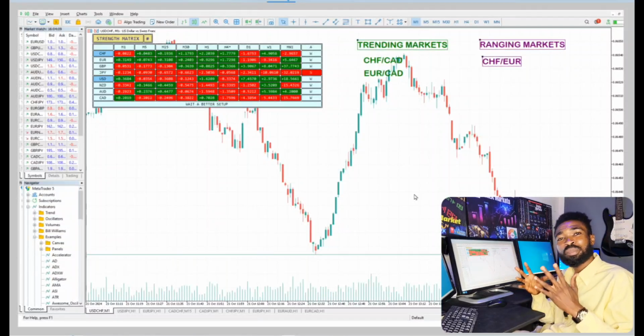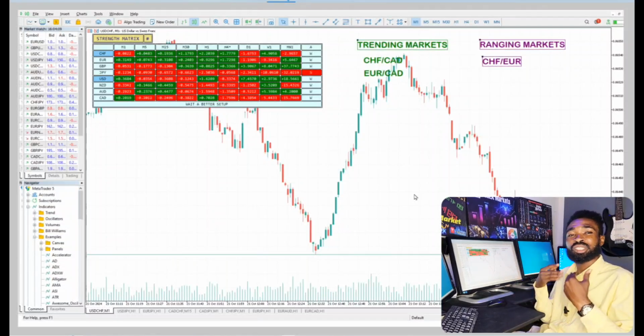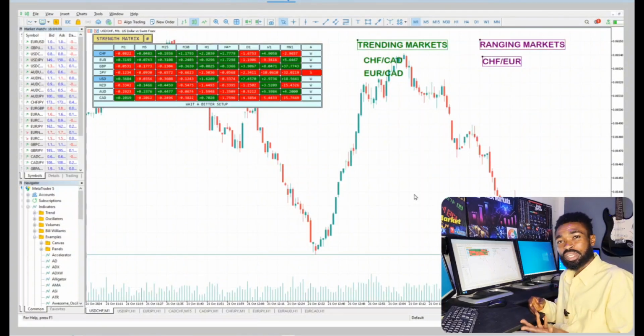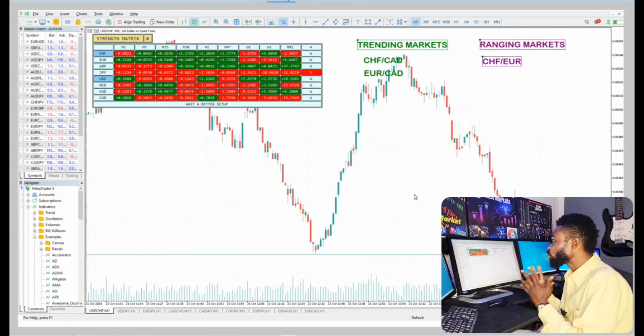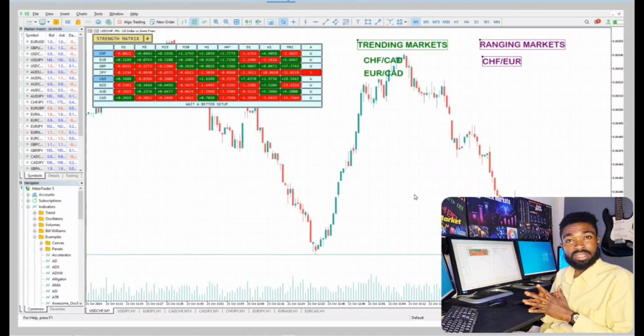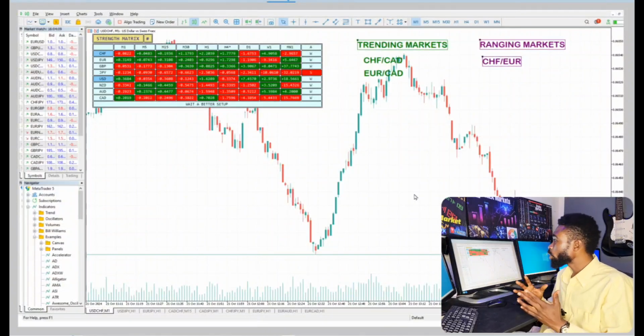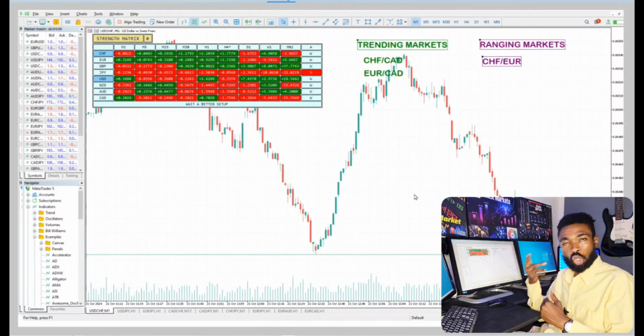But there are so many currency pairs, so it's difficult for you to even spot which one to trade and whether it's trending or ranging. That is why we have the currency strength meter here to help us in this channel. We use the currency strength meter to trade. The currency strength meter tells us which currency is strong and which currency is weak based on a particular time frame.